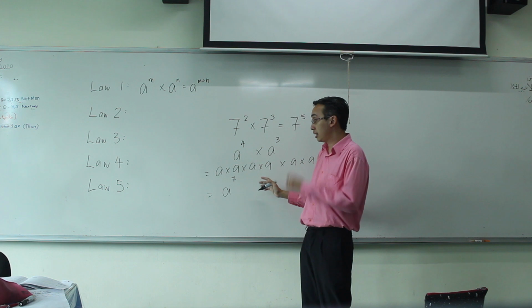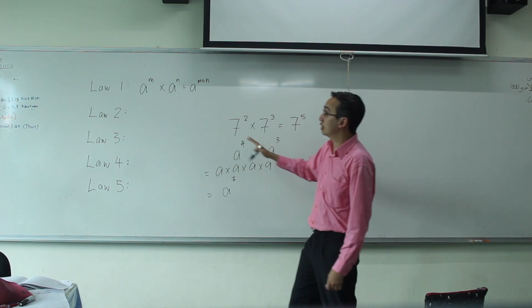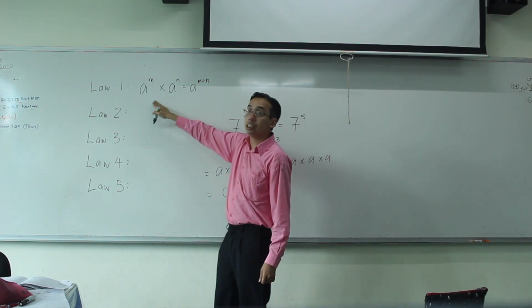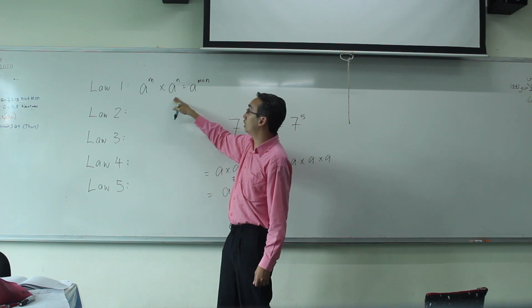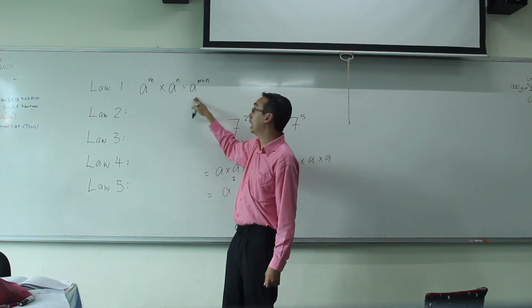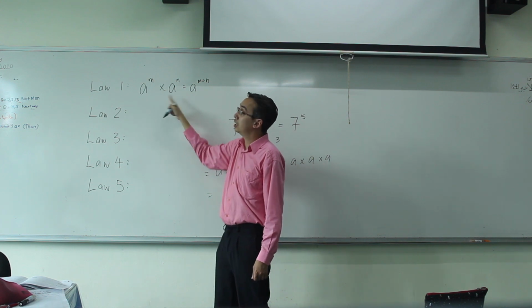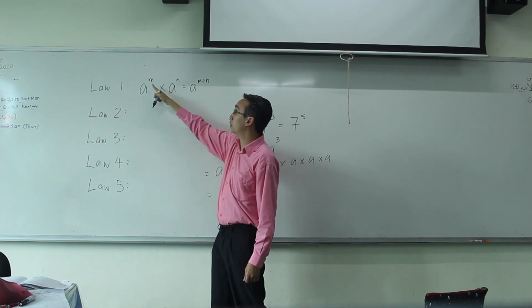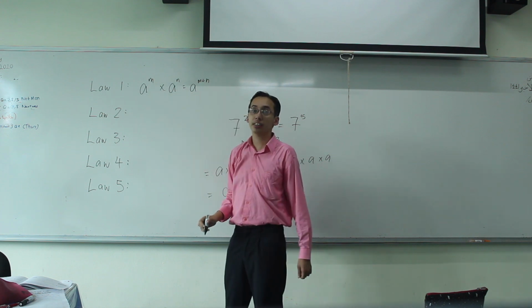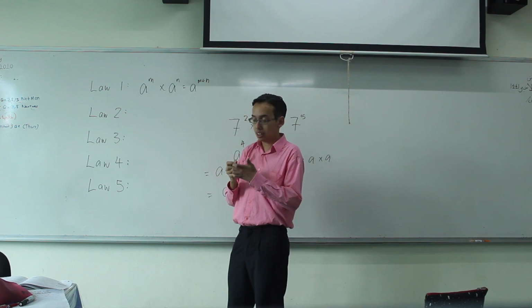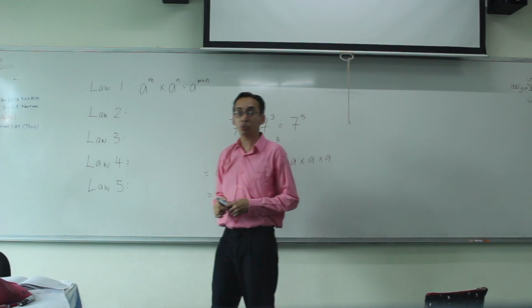From here we arrive at the first law, which is a to the power of m multiplied by a to the power of n is equal to a to the power of m plus n. When the base is the same and we multiply, we add up the powers. So that's law number 1. I'll now move on to law number 2.